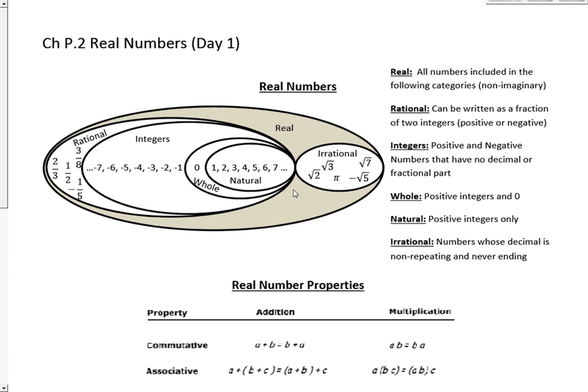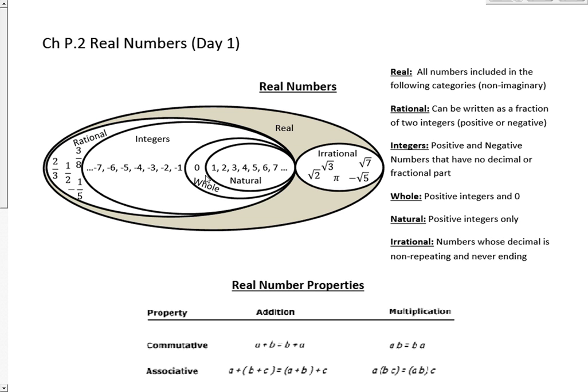This is chapter P2 on real numbers and day 1. So first what I have here is this diagram with all the real numbers, and it's kind of an organizational chart. So we've got all these different types of real numbers, and we'll start in the middle and on the inside here. These are natural numbers. Starting at 1, counting to infinity, those are natural numbers.